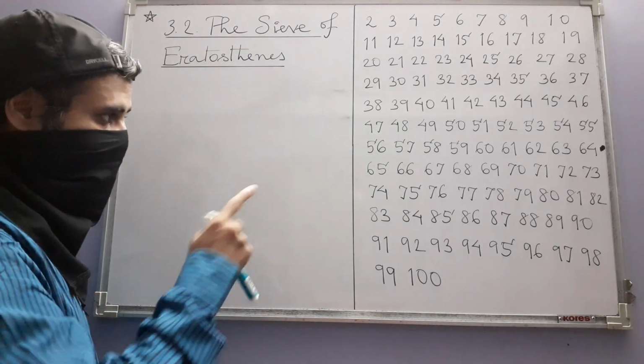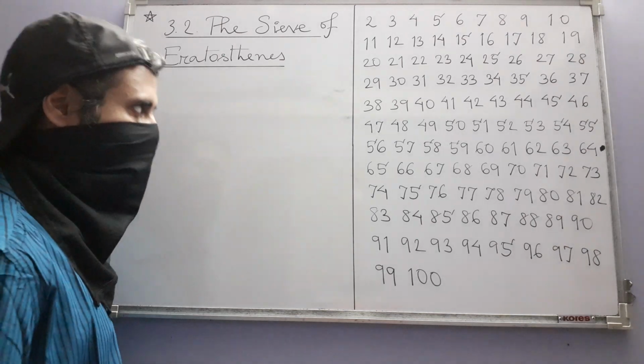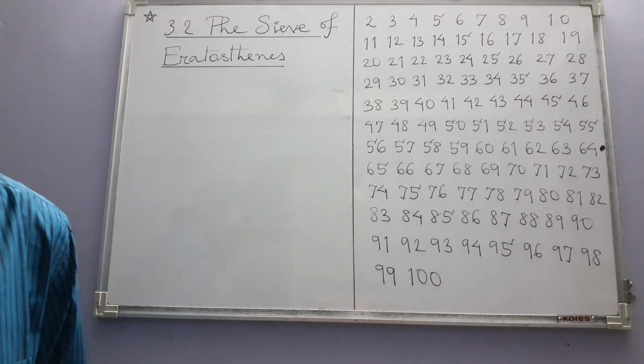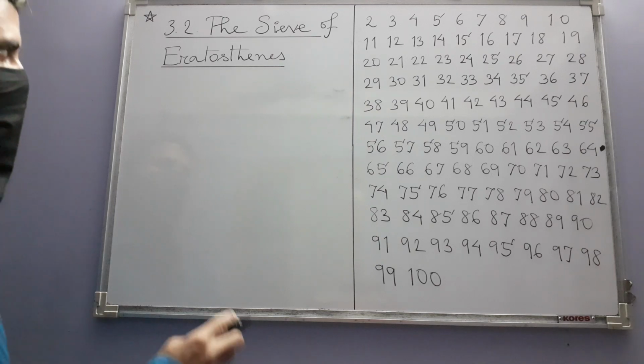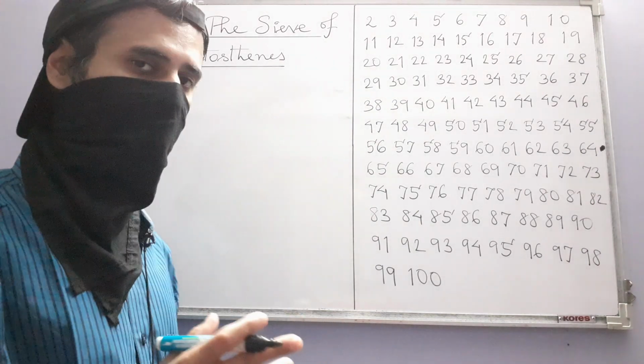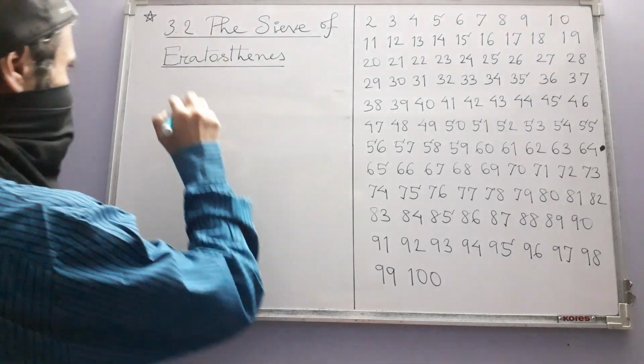And this is another of his inventions. So we will see what it is. So let us start the section. The section starts with a property of composite integers.